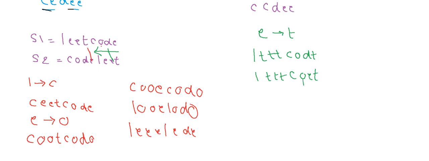Let's replace, we need E here so that we can have lead. So let's replace O with E. So we'll have L, T, T, C, E, T. We need L here. So let's replace C with L. So L, T, T, L, E, E, T.